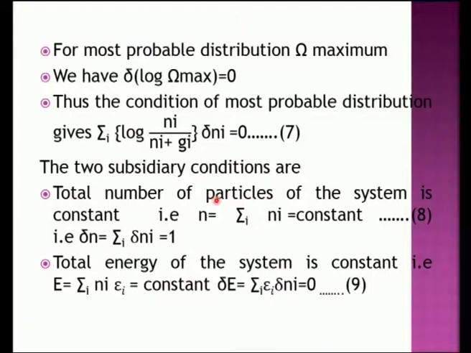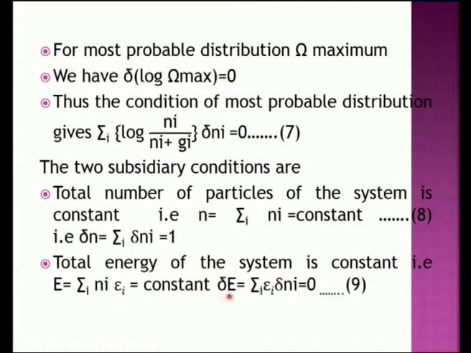They are: the total number of particles of a system is constant, that is, equationally it can be written as N is equal to summation over i of n_i is equal to constant. This gives the total number of particles of a system. Then del N is equal to summation over i of del n_i is equal to 0. So, the total energy of the system is constant, that is E is equal to summation of n_i epsilon_i is equal to constant.